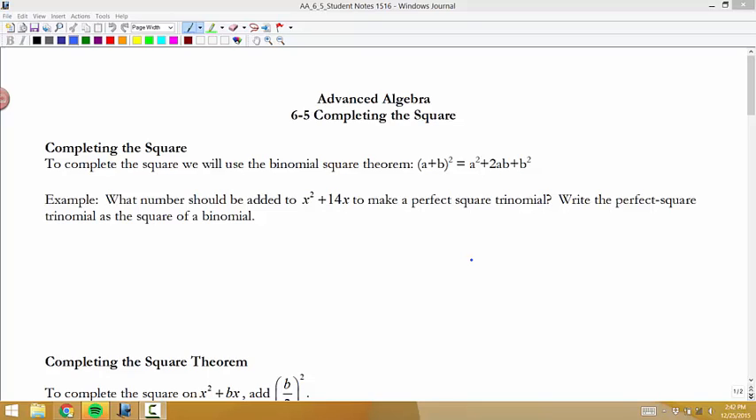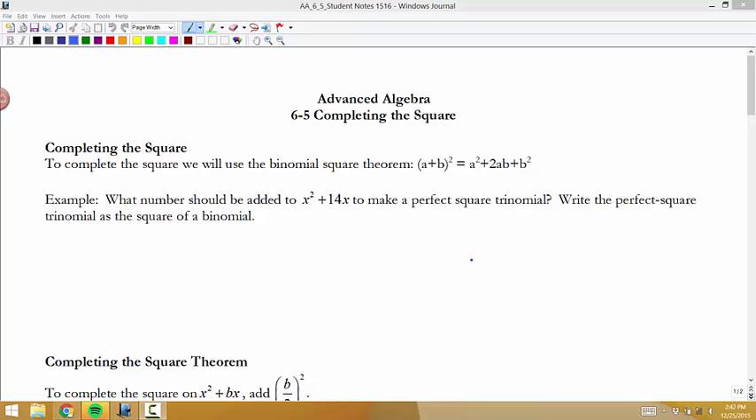Alright, these are the notes for section 6.5, completing the square. When we're done with this section, what we really want to be able to do is use two methods to change from standard form to vertex form. Now, we learned last section, 6.4, how to go from vertex form to standard, so this time we want to go back the other way.